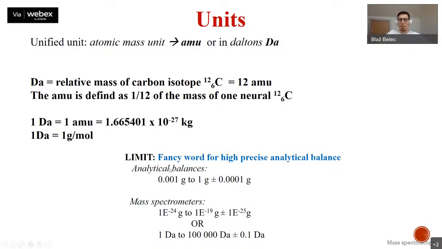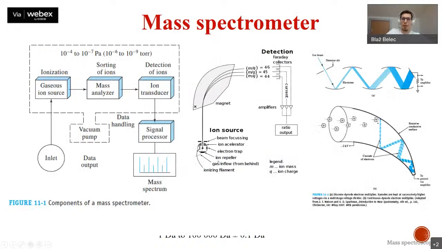Basically, the mass spectrometer is a fancy word for a highly precise analytical balance, because we really measure the mass of ions. As we can see in the comparison, analytical balances are really good. They go down to 1 milligram, 10 milligrams, up to 1 gram. But mass spectrometers go from 10 to the minus 24 grams to 10 to the minus 19 grams. So it's a really high-precision analytical balance.